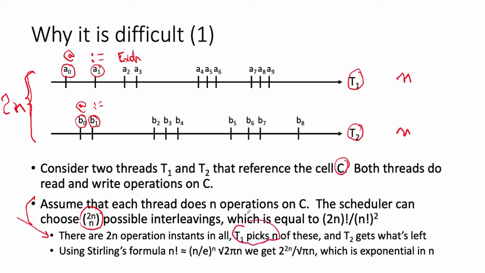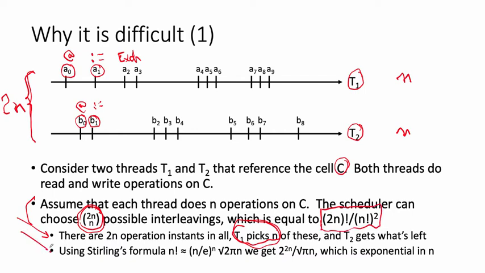T1 will pick n of those for its operations, and then there's n operations left, and we give them to T2. That means T1 picks n out of 2n, so the total number of operations is called 2n choose n, the number of ways of picking n items out of 2n. We can compute that. This is actually equal to 2n factorial divided by n factorial squared.